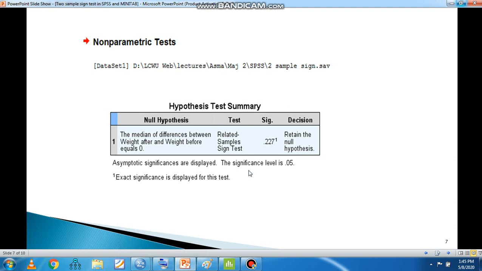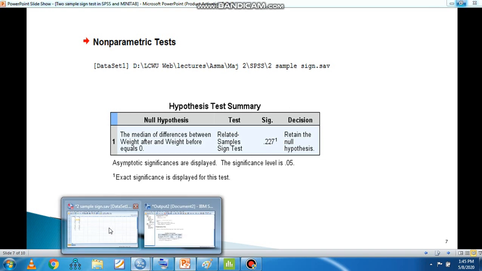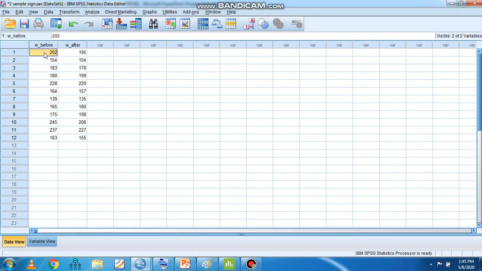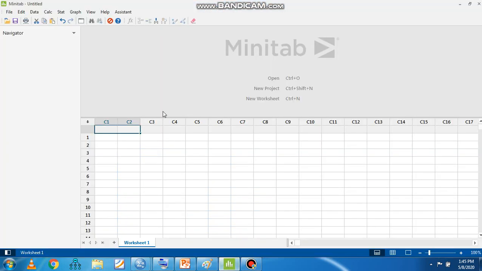Now how do we perform this test in Minitab? We will copy these data values into the Minitab software just to avoid entering the data again. We copy these values, open Minitab, then paste the values. This is the weight before the diet program and this is the weight after the diet program.